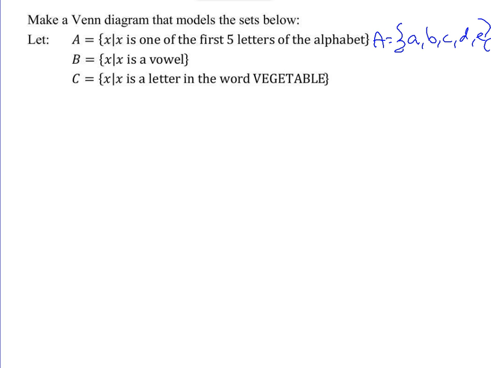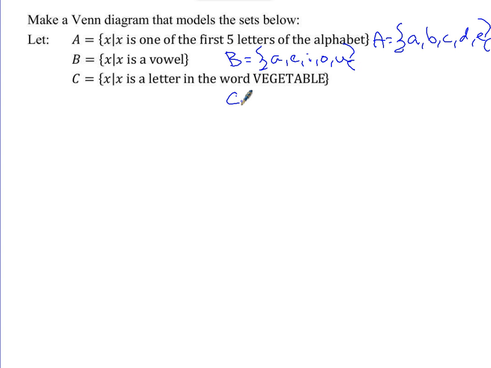Easy enough. Set B says X is a vowel. Well, that's also pretty easy. In roster form, B is going to be what? A, E, I, O, U. And finally, for set C, X is a letter in the word vegetable.